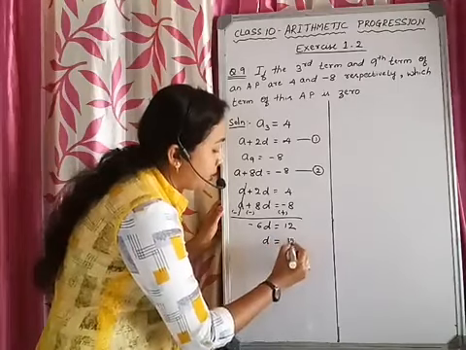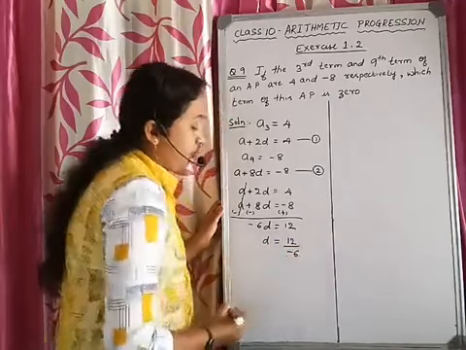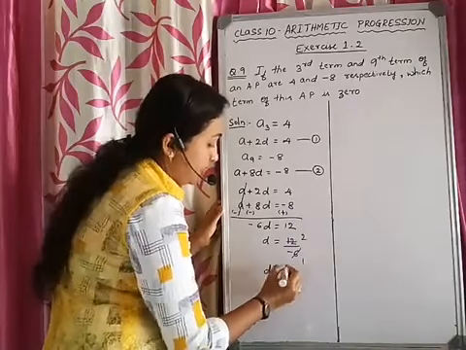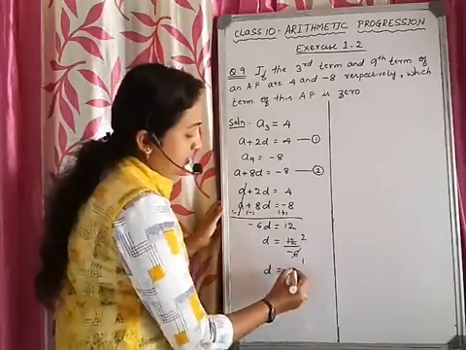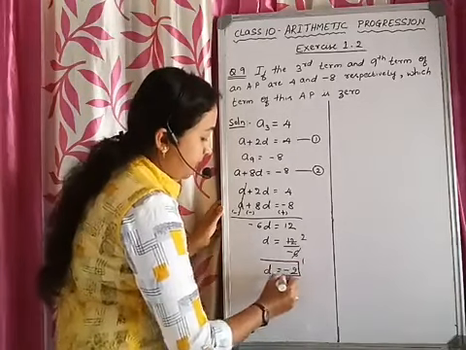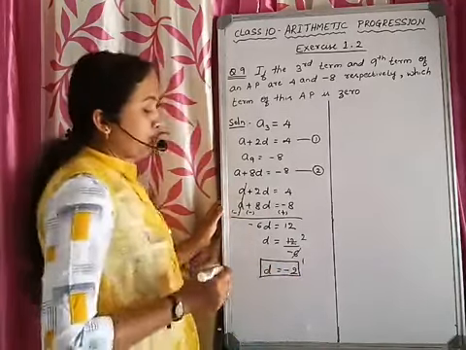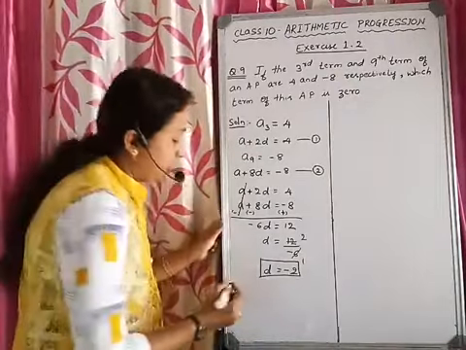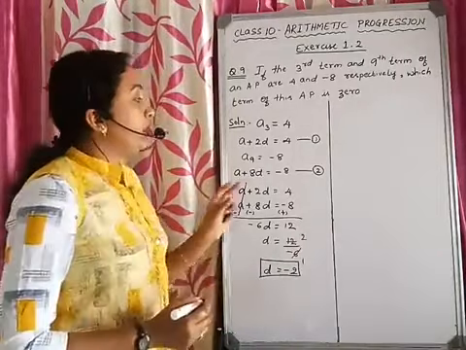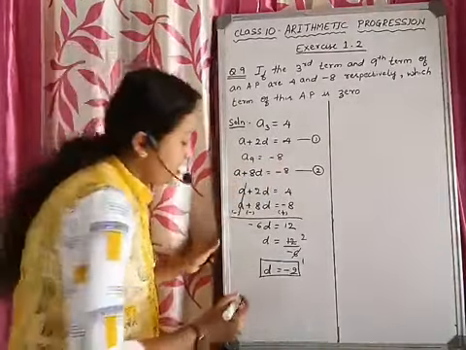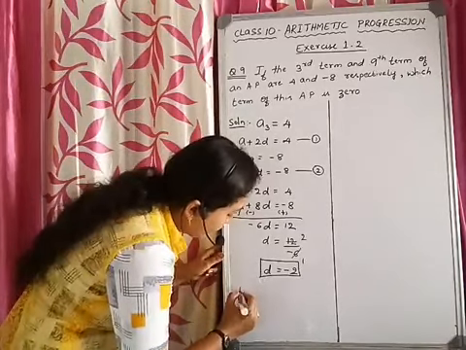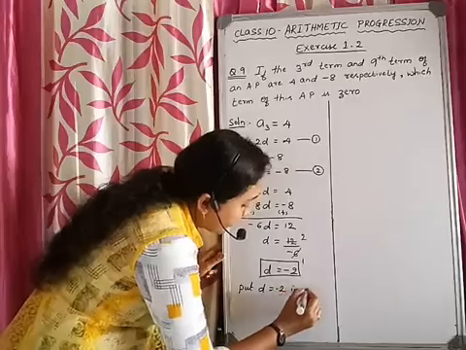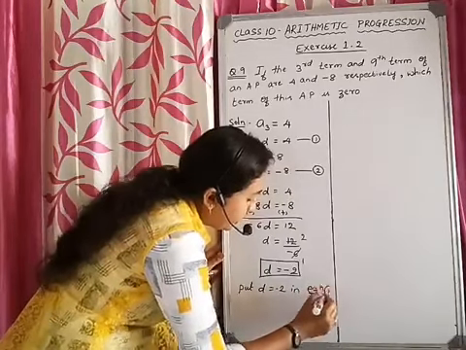So D is equal to 12 divided by minus 6. 6 ones are 6, 6 twos are 12. So consider this minus sign. So D is equal to minus 2. Now we have found the common difference of this AP. So put D is equal to minus 2 in either of these equations. Put D is equal to minus 2 in equation 1.